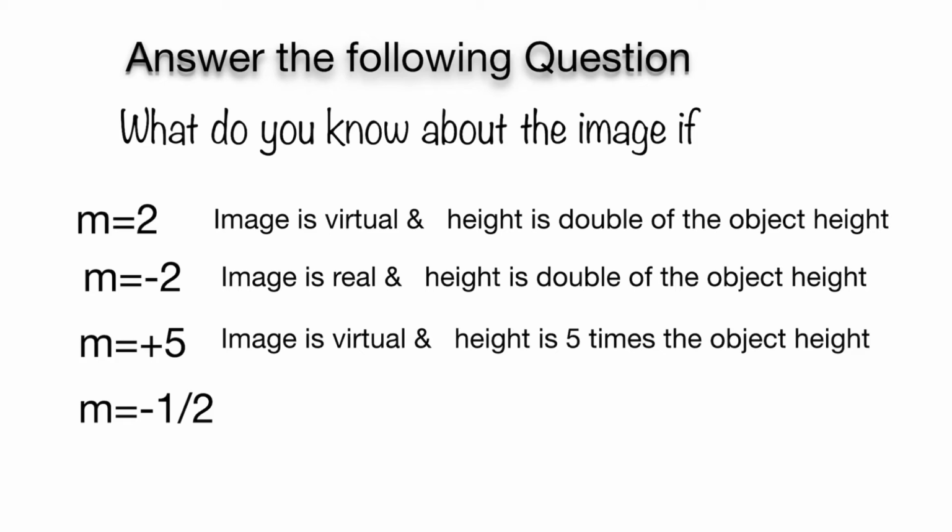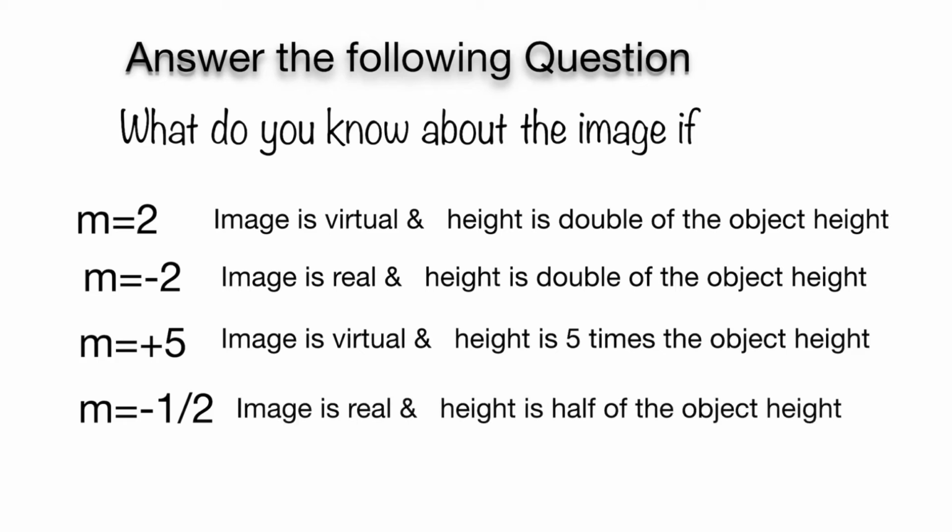In case of m is equal to minus half, image is real and height is half of the object height. The third formula is related to Snell's law of refraction.